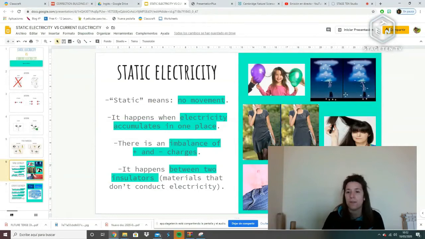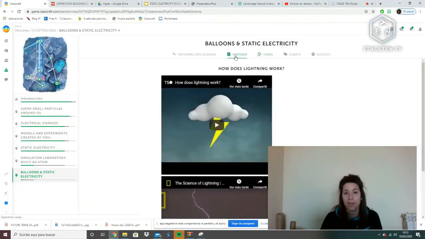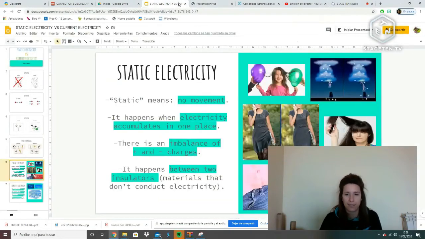And I left this one for last because this is the one that is related to the videos in the story of Classcraft, okay? About how lightning works, how lightnings are produced, and it is because of static electricity, okay? So I want you to watch the videos to understand how the imbalance is produced, how the charges move in the clouds, and how the lightnings are produced, okay?